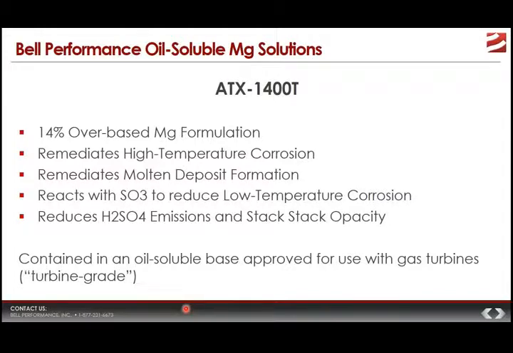A lot of Bell Performance ATX formulations have been used predominantly in boilers, and when you're switching from a boiler or a furnace application to a gas turbine, you really have to up the quality of the magnesium that you're putting in there. The magnesium in ATX-1400T is approved. Its quality is high enough that it's approved for use in gas turbines. It is a turbine grade magnesium.